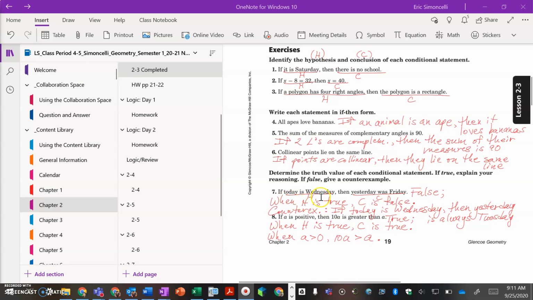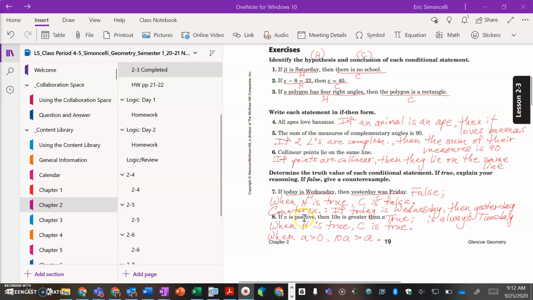If today is Wednesday and they say yesterday is Friday, how could that be true? Of course, yesterday is not Friday. Yesterday, the day before Wednesday, is Tuesday. So this is false. So what it says here, when the hypothesis is true, the conclusion is false. One thing that I've noted below, though, is a counterexample.